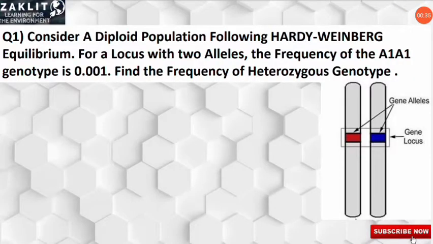So in the last video, we did some of the numericals related to the Hardy-Weinberg rule according to the genetics, and today we will do some more examples and important questions which are asked in the GATE Ecology and Evolution paper. So let's read the question.